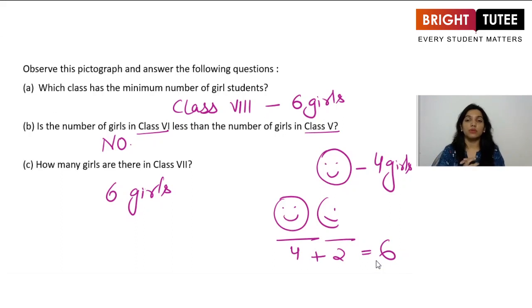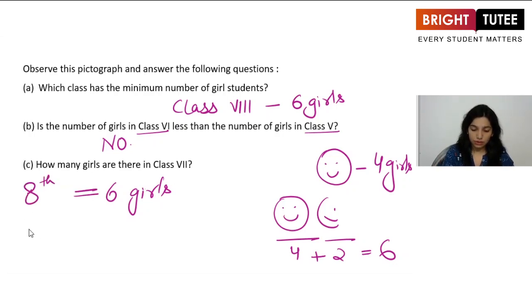Oh God, I'm so sorry. I just made a mistake. It's not class 8th, it is class 7th. So 6 girls were there for class 8th. Let us write for class 7th. I'm sorry, I just read it wrong. I read 8 instead of 7th. So let us write the number of girls for class 7th.